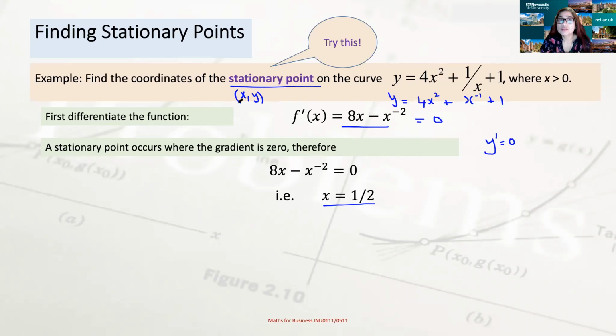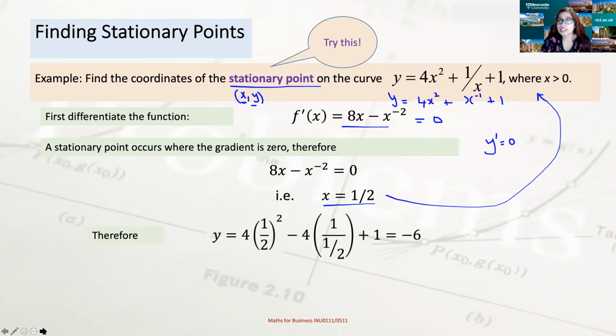So now you have got the value of x, which is half. Now you have to find the value of y. How will you find that? Substitute in this equation and then find the value of y. Therefore, y is equal to minus 6. So you substitute in there and you get the stationary point.